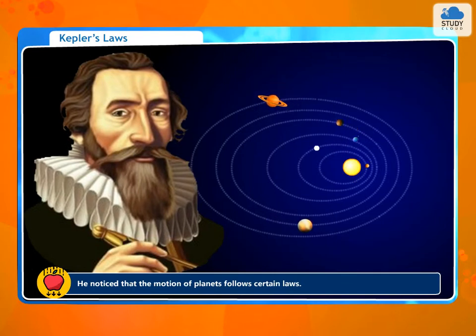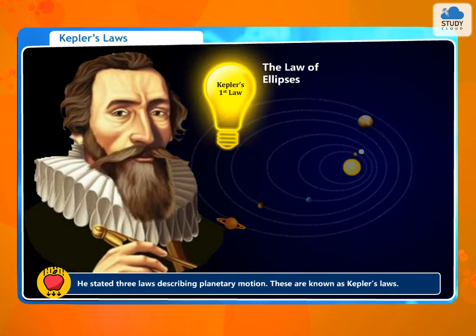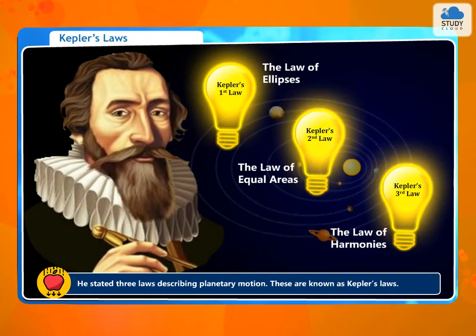He noticed that the motion of planets follows certain laws. He stated 3 laws describing planetary motion. These are known as Kepler's laws.